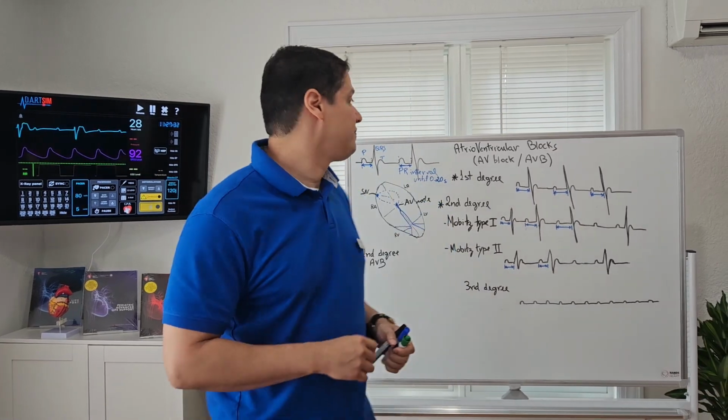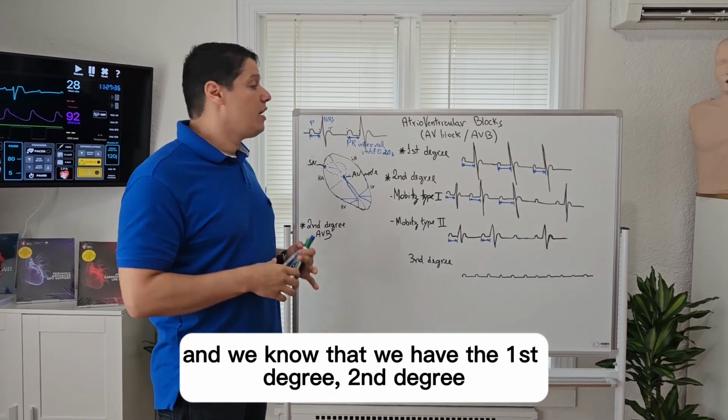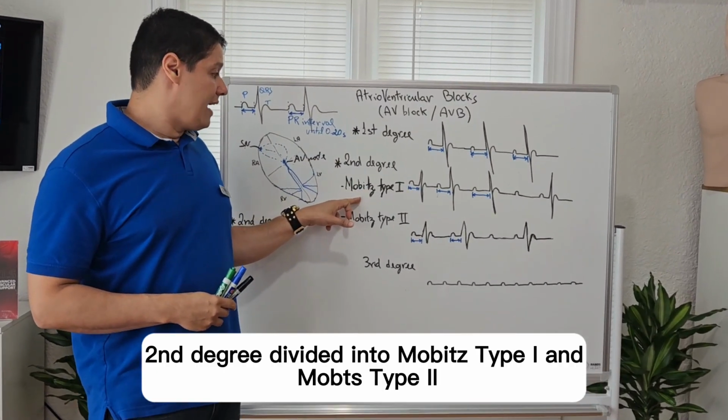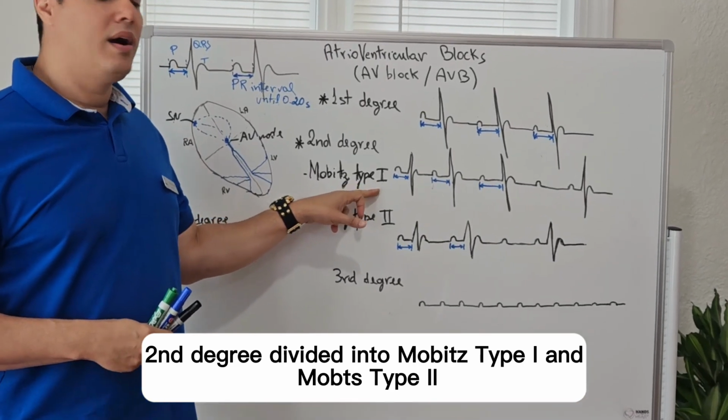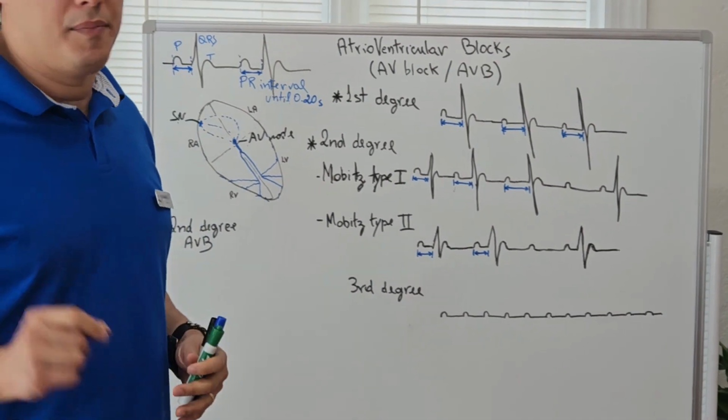Let's move on. We have here the atrioventricular blocks, and we know that you have the first degree, second degree divided into Mobitz type 1 and Mobitz type 2, and we have the third degree AVB.